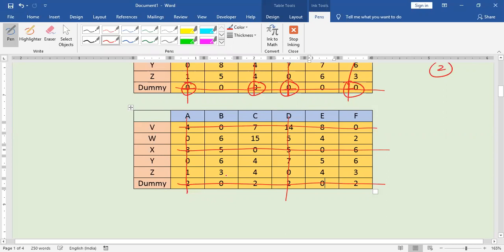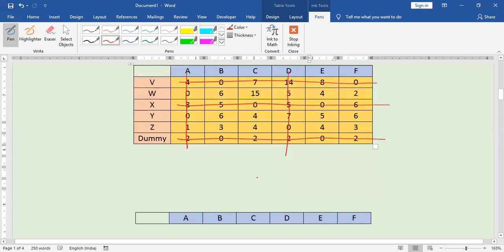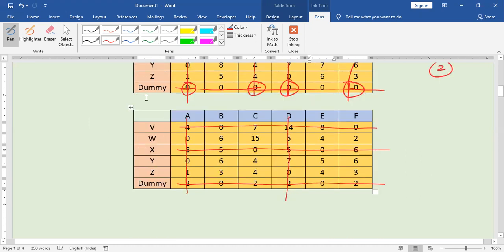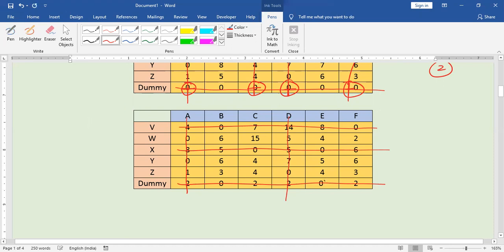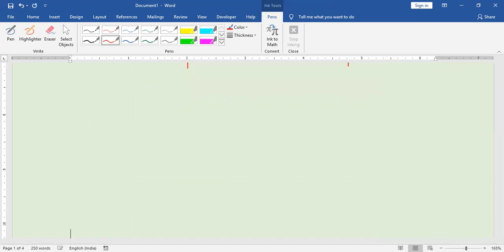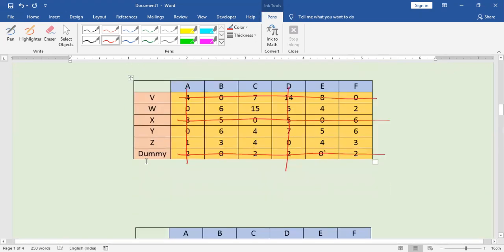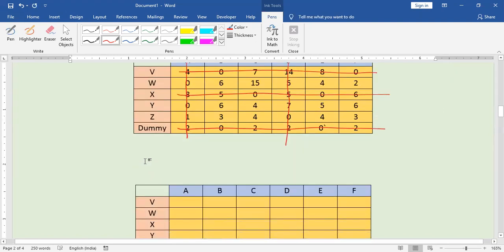That means what I have to do? I have to run the same step, right? Next time also, in this case, the minimum value from the free numbers is again two. What I'll do, I have to send this table to the next page so that we can easily see it, right? Okay. Now, again, we have to do.